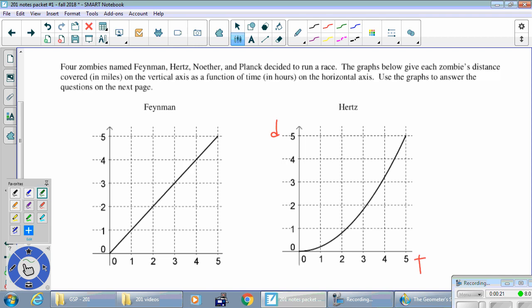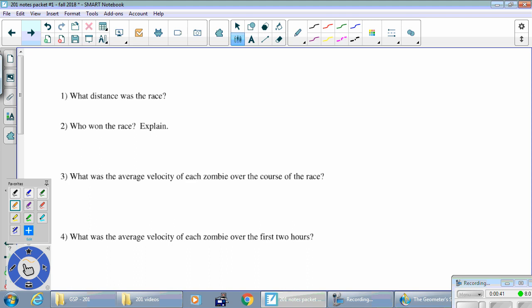And so if I wanted to analyze, for example, this point at the top right, that tells me that the distance traveled is 5 somethings. In this case, it's miles. So that's a 5-mile race. And then if we go this way to the horizontal axis, then the time is also 5, in this case 5 hours. So 5-mile race in 5 hours. So I think we've answered question 1. What distance was the race? It was 5 miles.